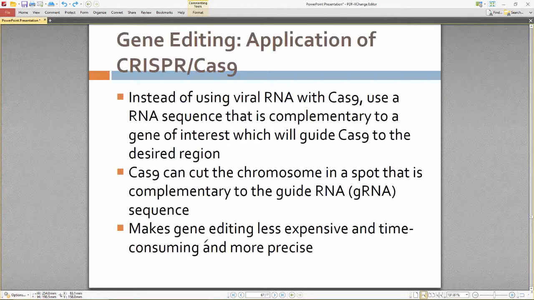So now that we know how CRISPR-Cas9 normally works, we can talk about the gene editing applications of CRISPR-Cas9. Instead of using viral RNA with Cas9, if we use an RNA sequence that is complementary to a gene of interest, this will guide Cas9 to the desired region. Cas9 can then cut the chromosome in a spot that is complementary to the guide RNA that we've created. This could make gene editing less expensive and time consuming and more precise.